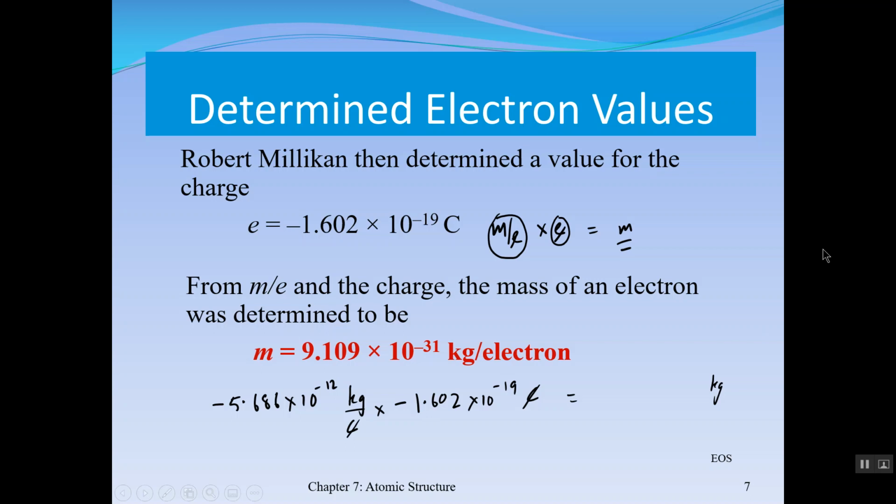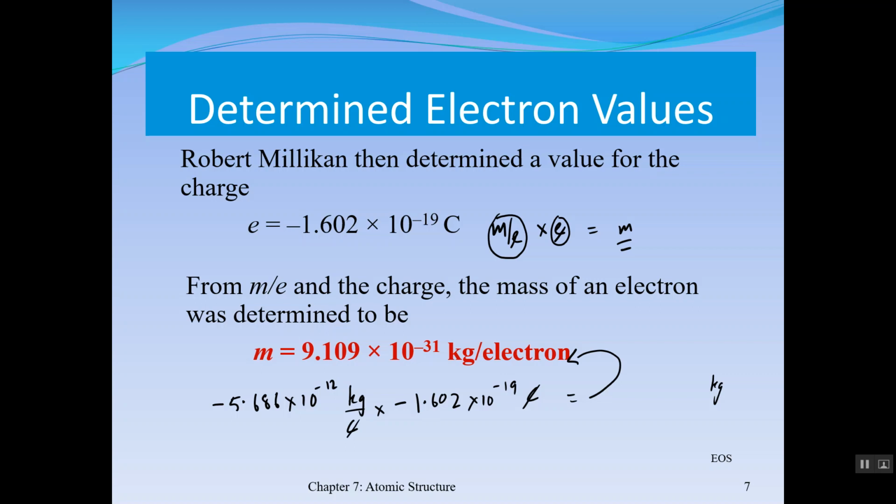So that's basically how we now know these three important facts about the electron: the mass to charge ratio, the charge on each electron, and then the mass based on those two. So it turns out that the mass of the electron is equal to that.